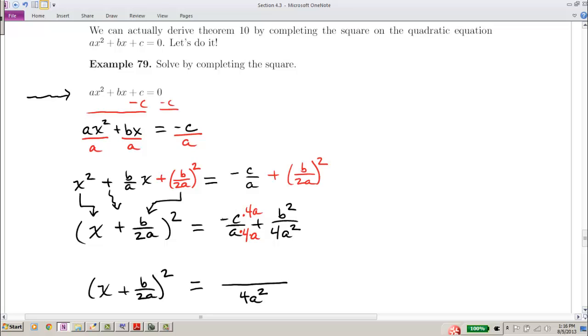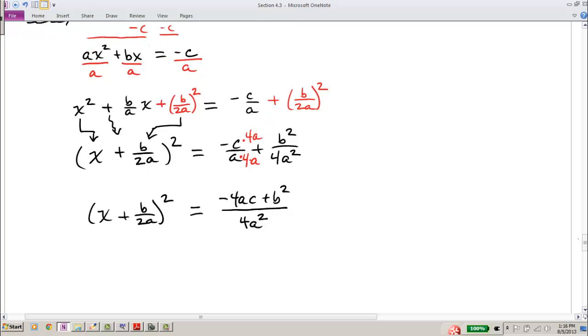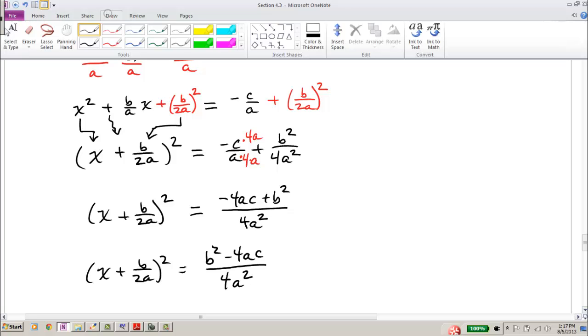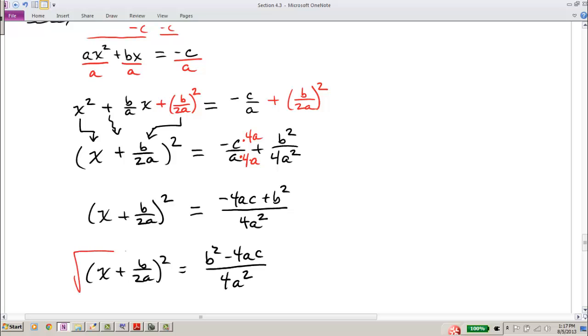And on top we have minus 4ac plus b squared. And I'm actually going to just take a moment and rewrite that numerator as b squared minus 4ac. So now we have this perfect square on the left side is equal to that fraction, and we're ready now to take the square root on either side.